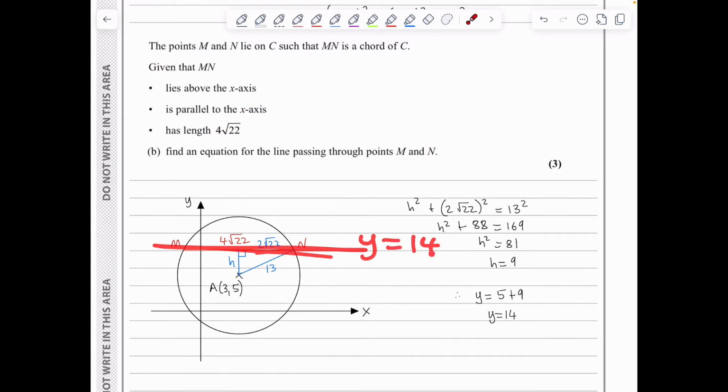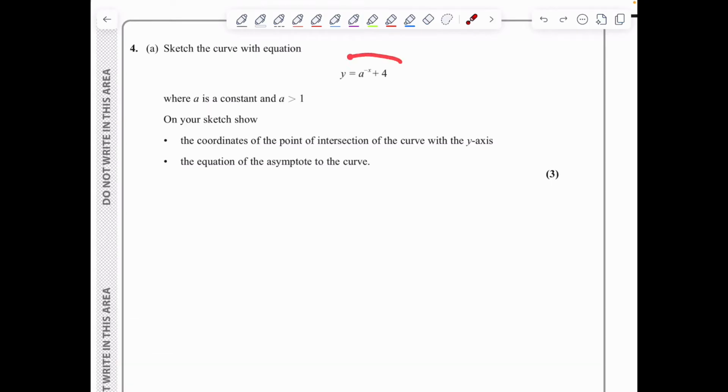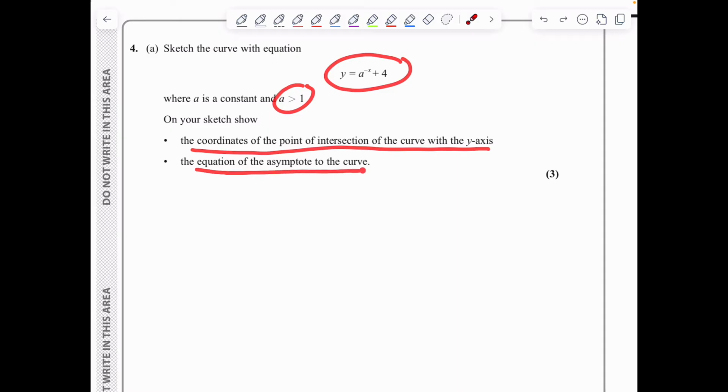is equal to 14. In 4a, we need to sketch the curve with the equation y is a to the minus x plus 4, where a is greater than 1, and we need to show the coordinates of the point of intersection with the y-axis, as well as the equation of the asymptote to the curve.